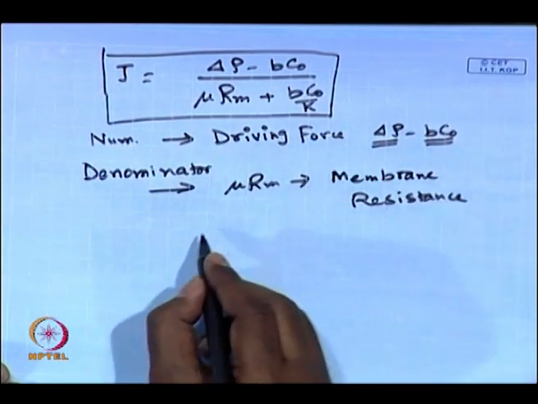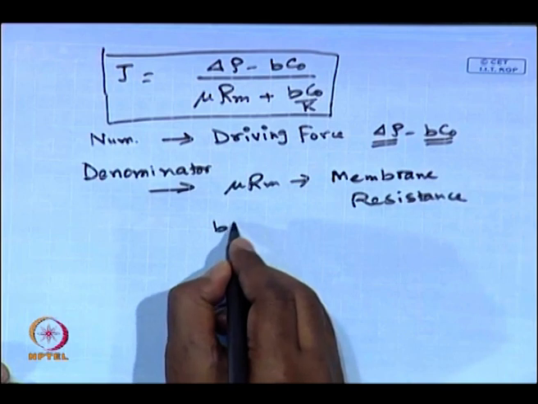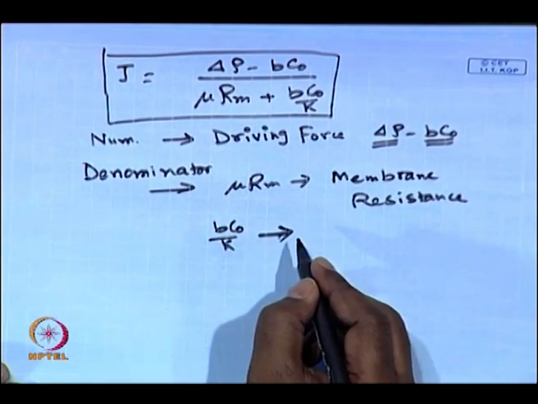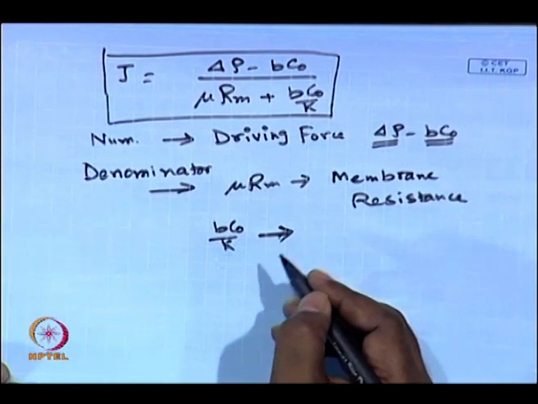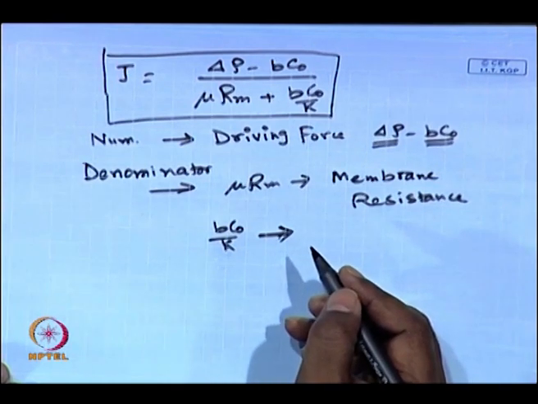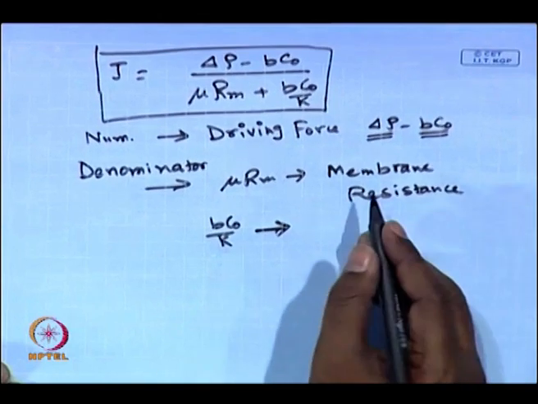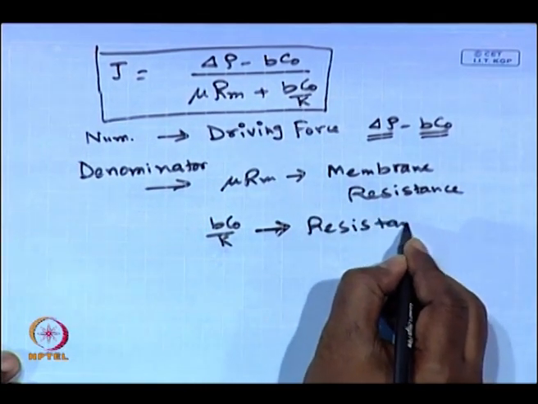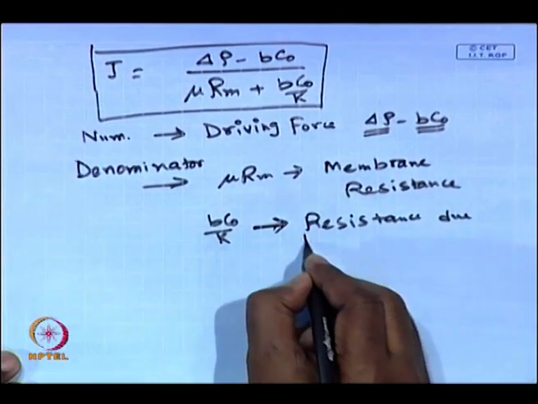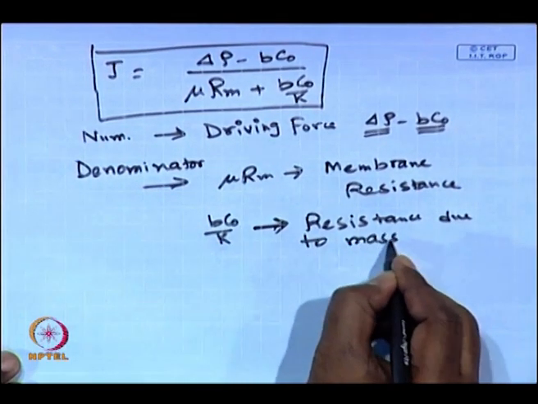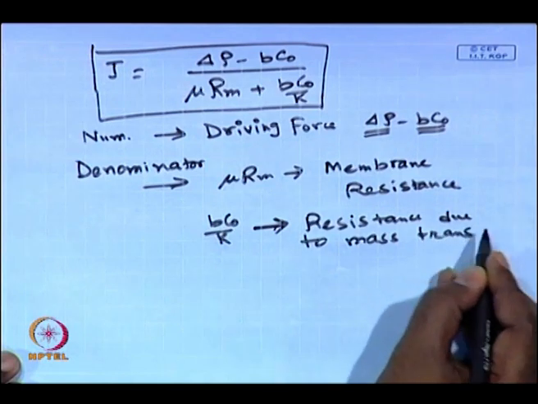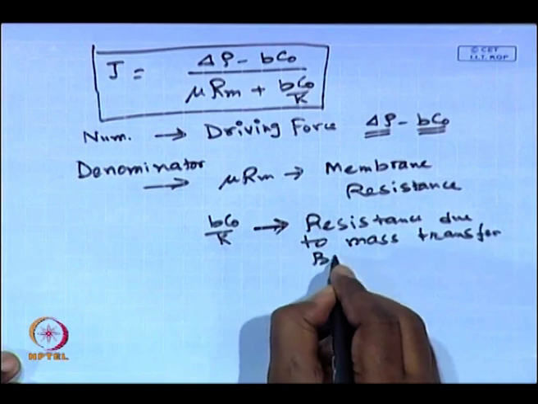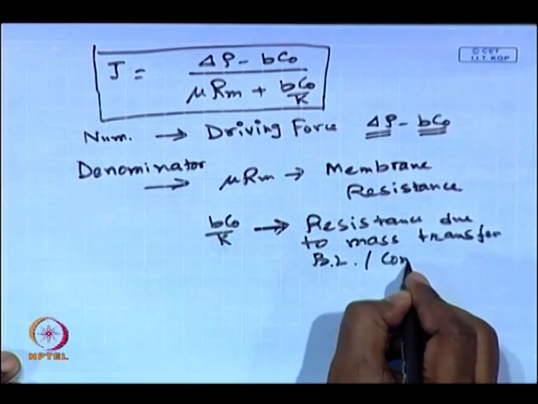Membrane hydraulic resistance. The second term, if you remember, what is the mass transfer coefficient? It is the inverse of the resistance offered by the mass transfer boundary layer or concentration boundary layer. So, this gives the resistance due to the mass transfer boundary layer, or concentration polarization.